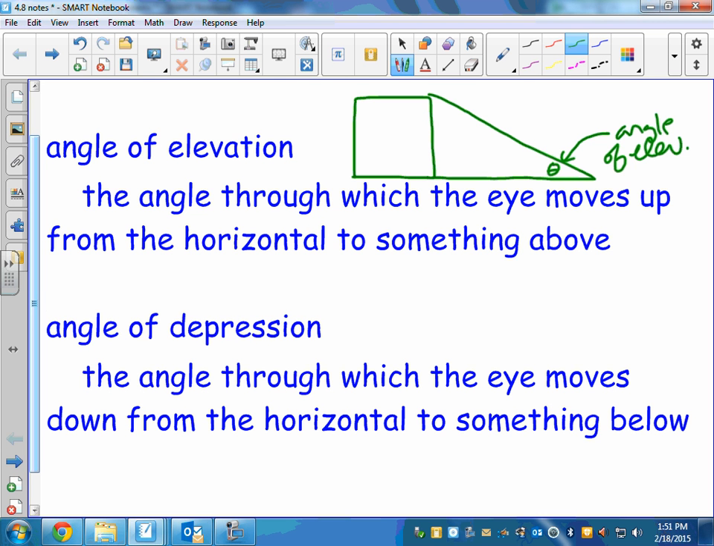Angle of depression means it comes from the top. So if you're standing on the top of a building looking down, the angle comes from the horizontal at the top of the building. So it says the angle through which the eye moves down from the horizontal to something below. So if I draw the same lovely building that I drew up there, you have to now think about the horizontal coming from up here. That's my dotted line. Which means the angle of depression is from the top looking down. But really tricky, it's this angle right here, not the one over here. So that is your angle of depression.